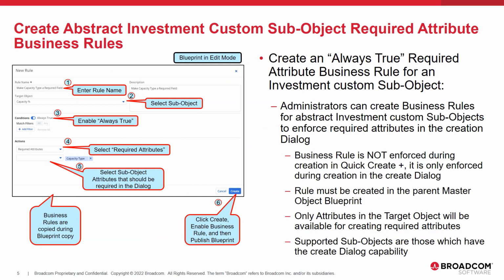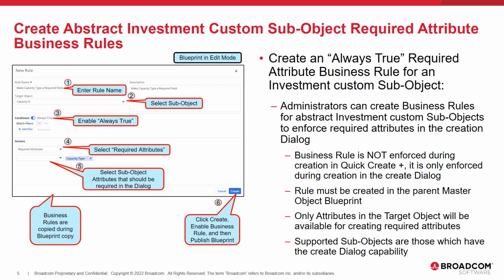Last release, customers could create always true required attribute business roles, but what's different this release is now, as a target object, they'll be able to select an abstract investment custom subobject. In this case, I'm using an example of a custom subobject called capacity percent. And as you can see, I'm building an always true condition where the capacity type must always be required.